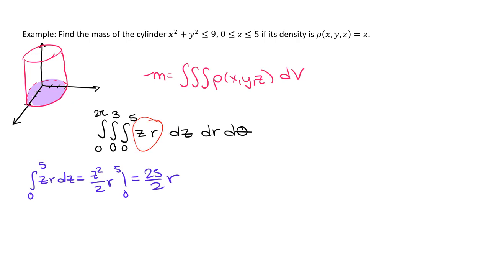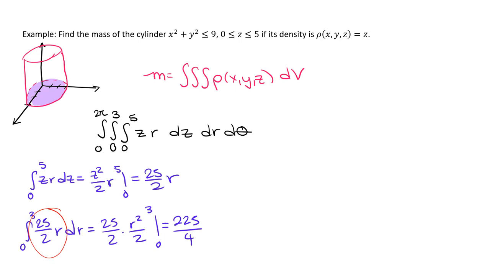All right, so we are integrating this z times r, and we'll do it with respect to z first. So z times r integrated with respect to z, I get z squared over 2 times r. I'm going to plug in my bounds of integration, which are the 5 and the 0, and that simplifies down to 25 over 2 times r. So now I'm going to integrate my 25 over 2 times r with respect to r. I get 25 over 2 times r squared over 2. So that would be 225 over 4.